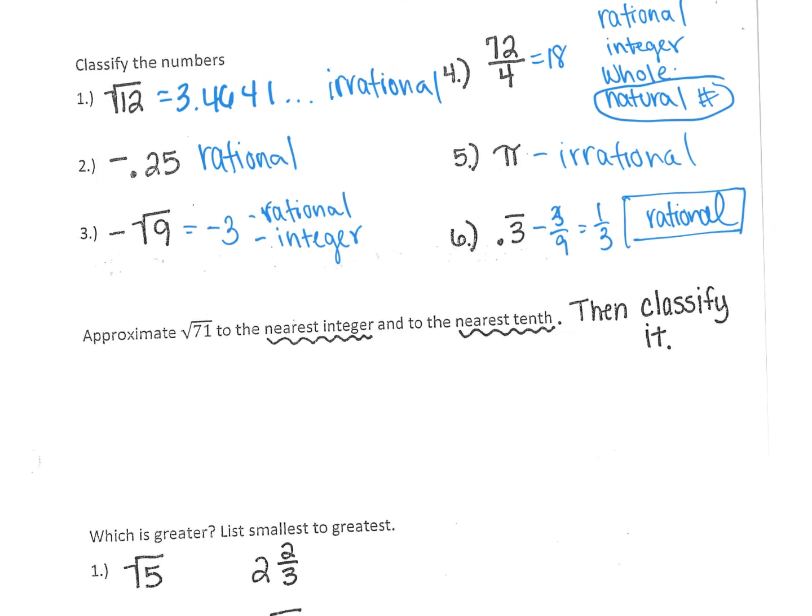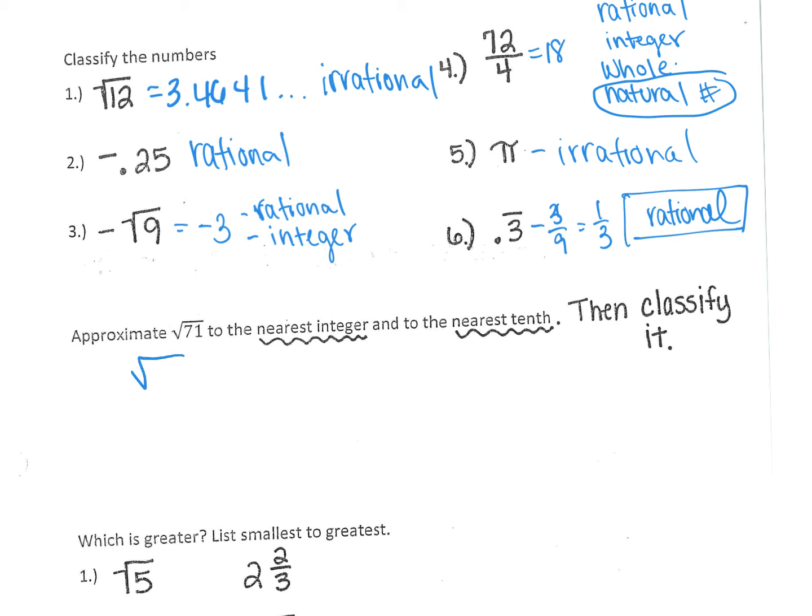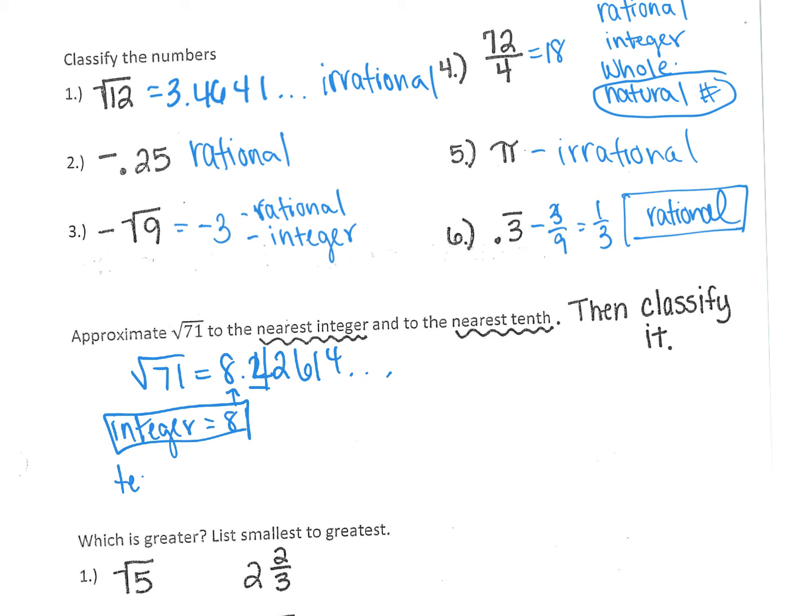All right, now let's do the square root of 71 to the nearest integer. So the square root of 71 is equal to 8.42614... So now it says round to the nearest integer, which is the same thing as rounding to the nearest whole number, but we say integer because it can be a negative number too. So for our nearest integer, we're going to look at the whole part, and then we look to see if we should round. Well, it's a 4, so we're going to keep it the same. So the nearest integer is 8. The nearest tenth: we look at the 4 and round with the number after it, which is a 2, so it stays the same, so 8.4.